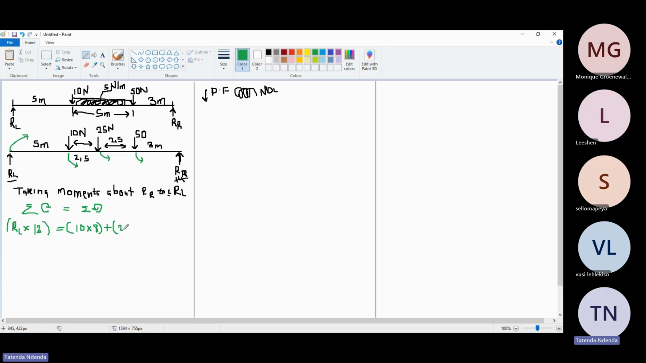25 multiplied by 5.5. Then we are also having another one, which is plus 50 multiplying 3. Then we close this, right? Meaning that 13 RL is equivalent to 80 plus 25 times 5.5. How much is that, guys?